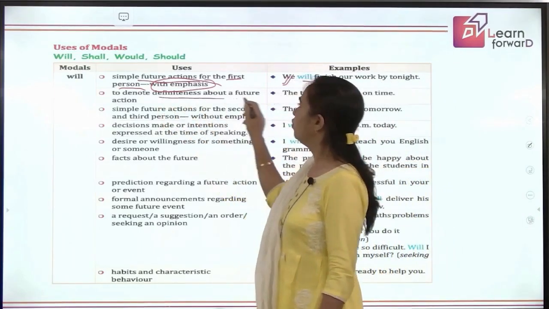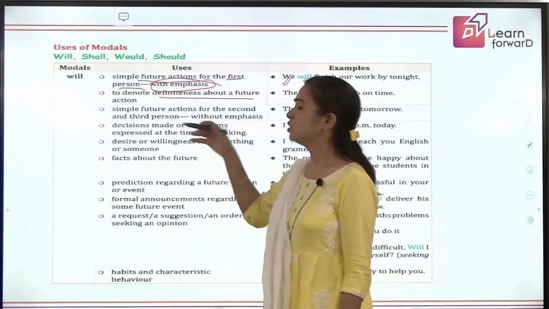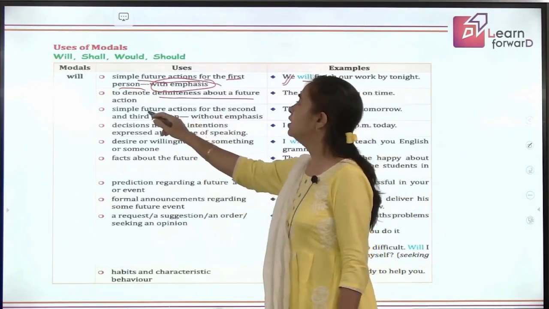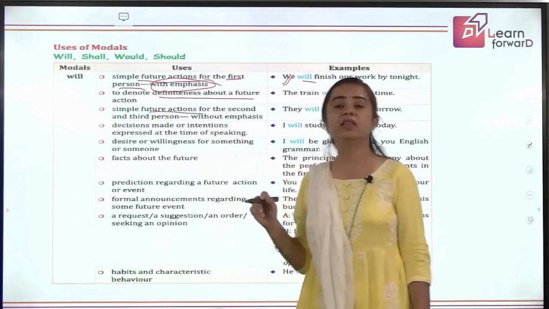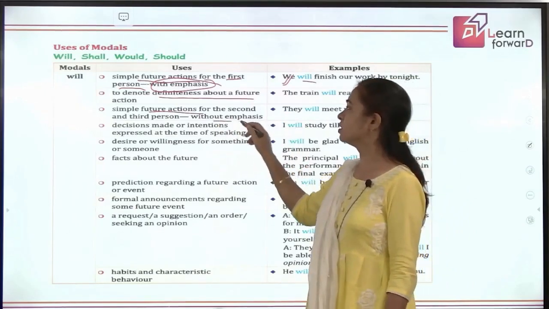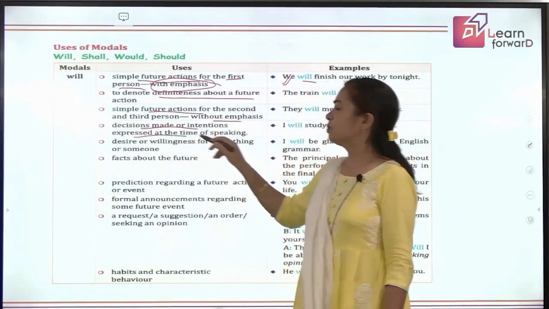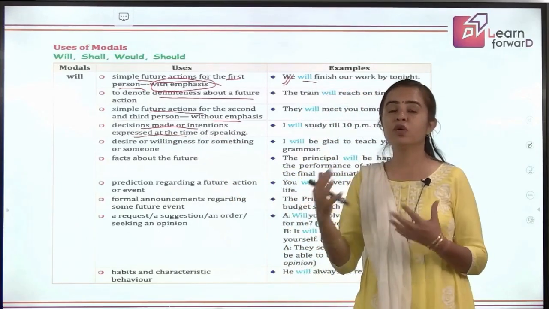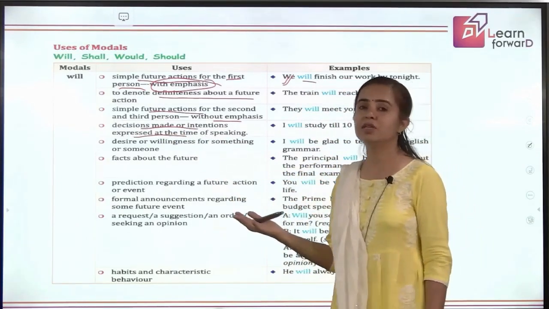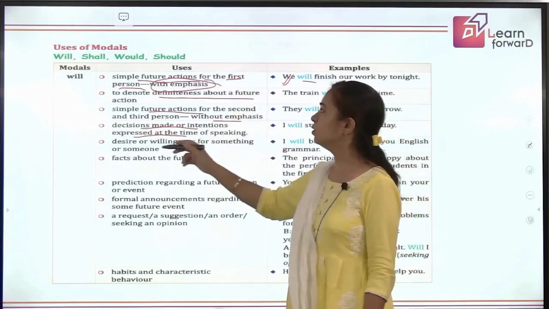To denote definiteness about a future action, that something will happen in future. Simple future actions for the second and third person without emphasis, right? Decisions made or intentions expressed at the time of speaking. So when you are speaking, you immediately take some decision. For that also we use will.